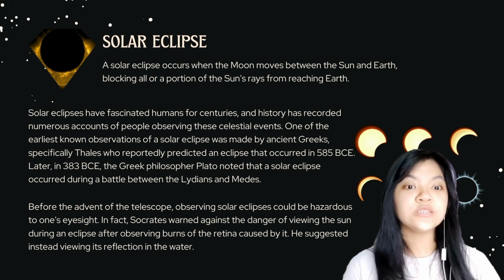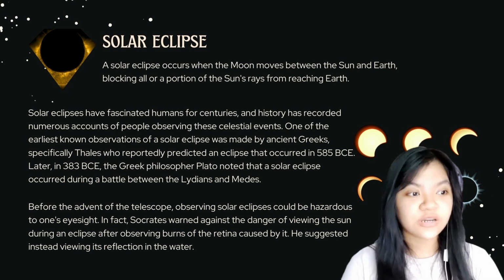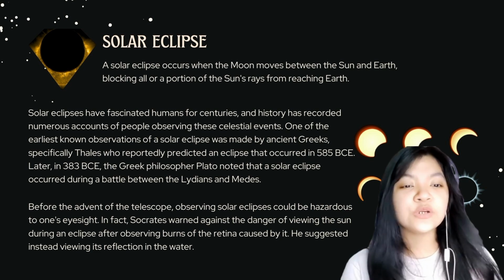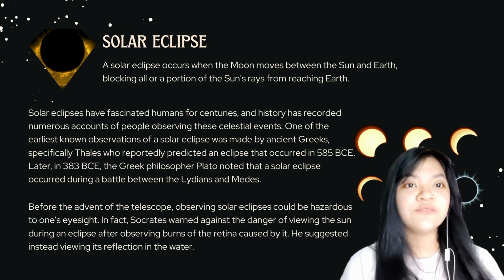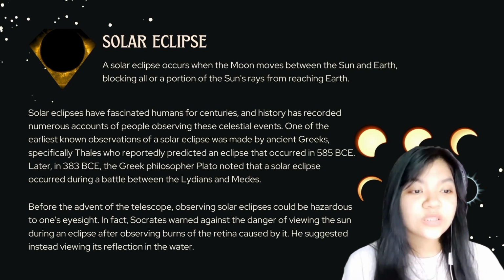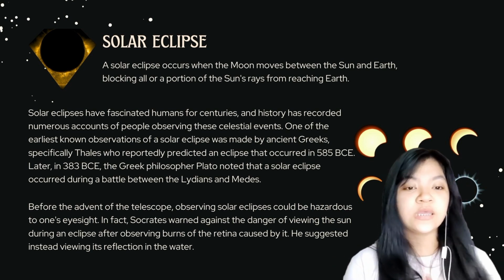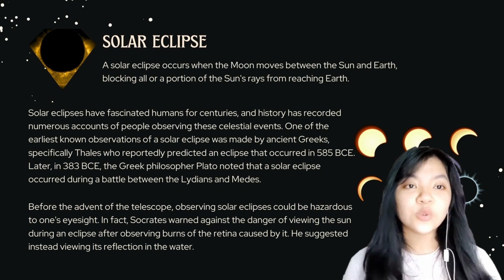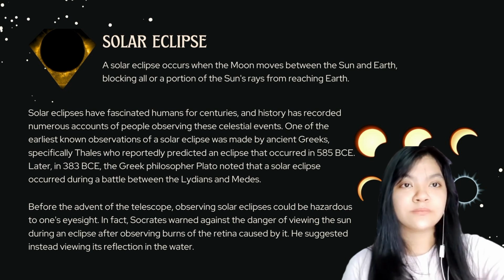One of the earliest known observations of a solar eclipse was made by ancient Greeks, specifically Thales, who reportedly predicted an eclipse that occurred in 585 BCE. Thales of Miletus is one of the ancient Greek philosophers, and he predicted the total solar eclipse that took place on 28 May 585 BCE.